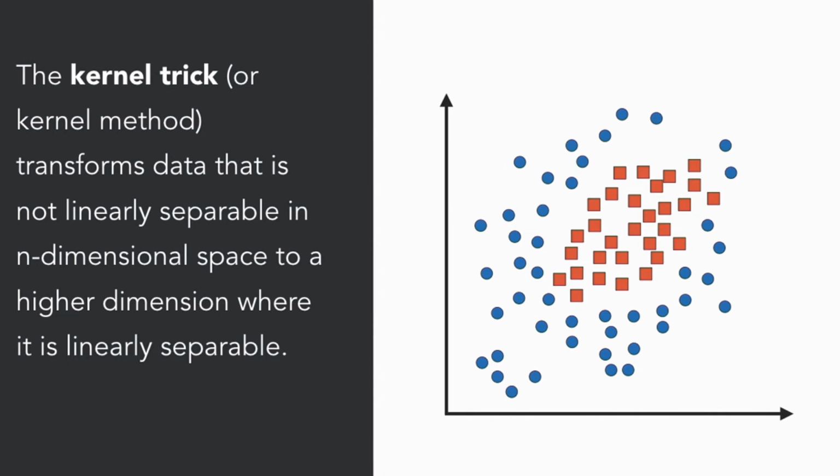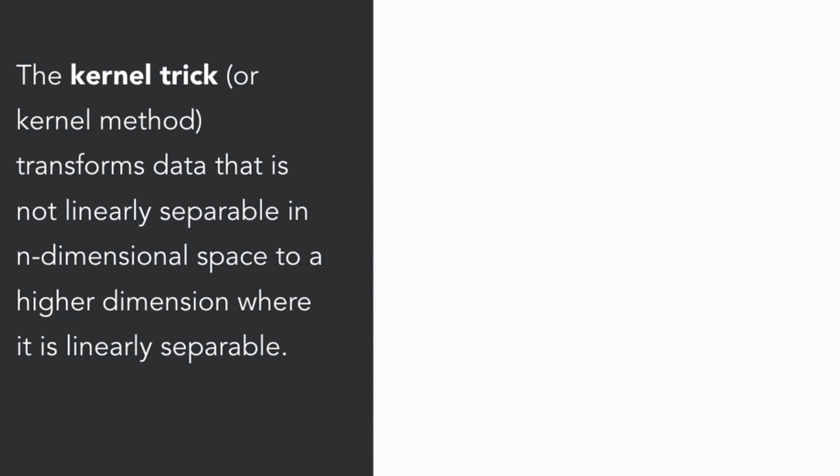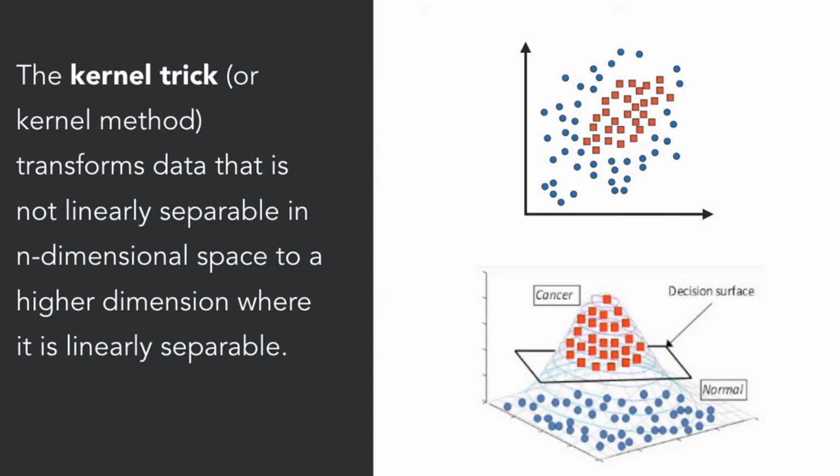However, if we were to project this data from 2-dimensional space into 3-dimensional space like this, all of a sudden now we can use a flat hyperplane to split our data very nicely to identify the presence of cancer. So, that's the kernel trick, and it's a really powerful tool for support vector machines.